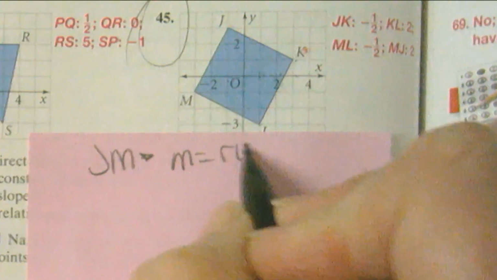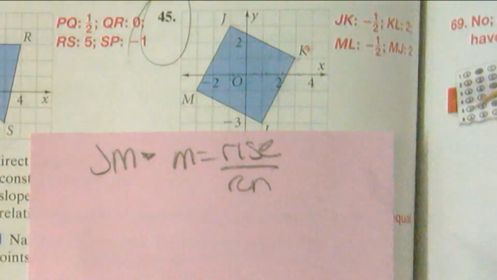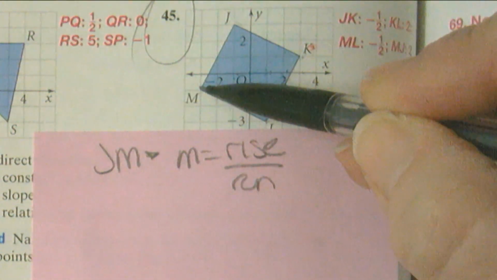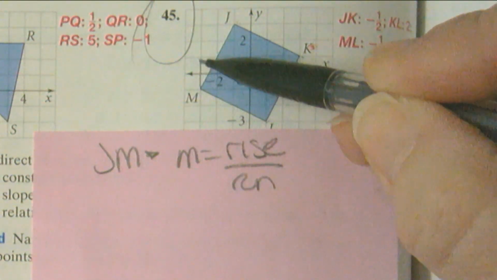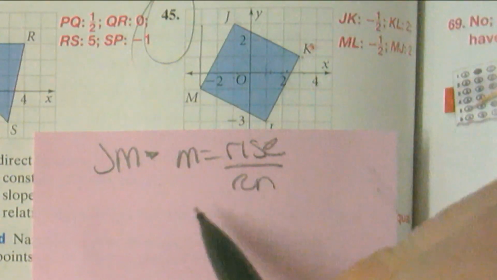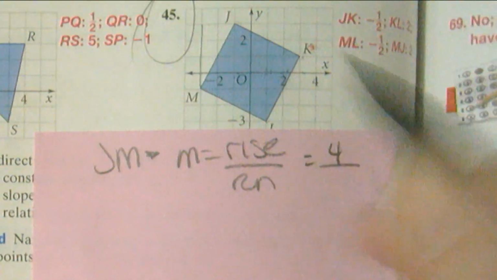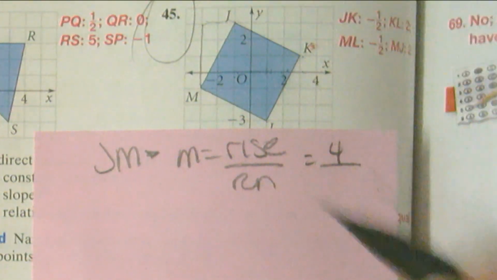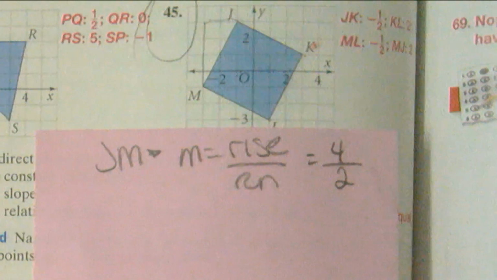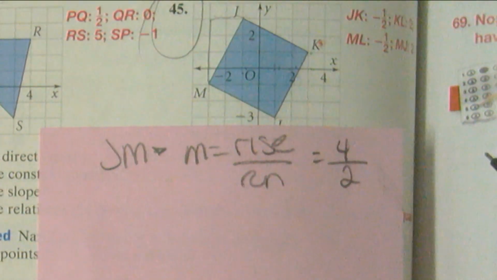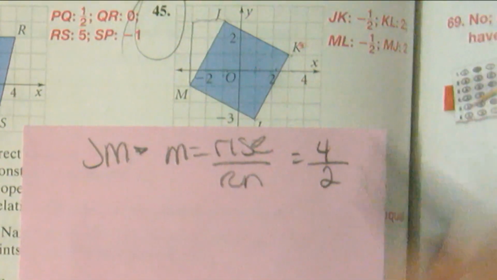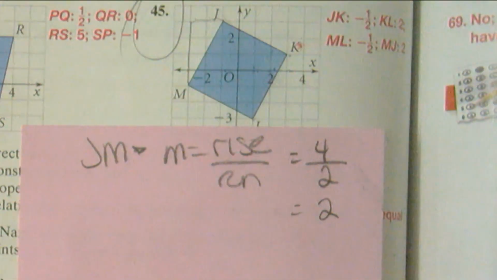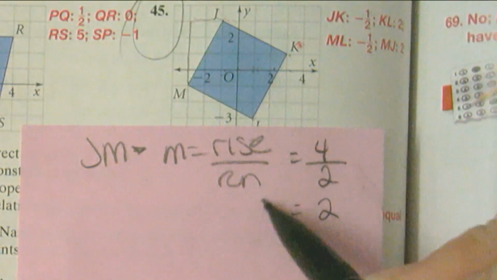Slope is rise over run. So I'm going to start at M. I'm going to start right here. To go to J, I'm going to go up 1, 2, 3, 4. So my rise for this one is 4, and it's to the right 1, 2. So I went up, which is positive 4. I went to the right, which is positive 2, and this simplifies to 2. So MJ or JM, our slope is 2.